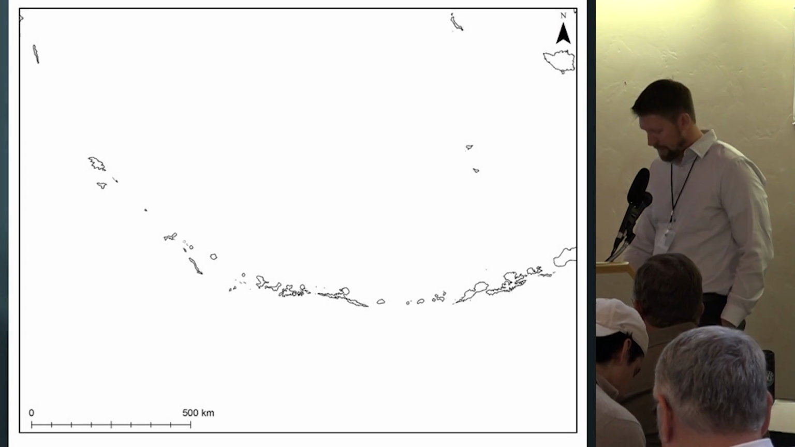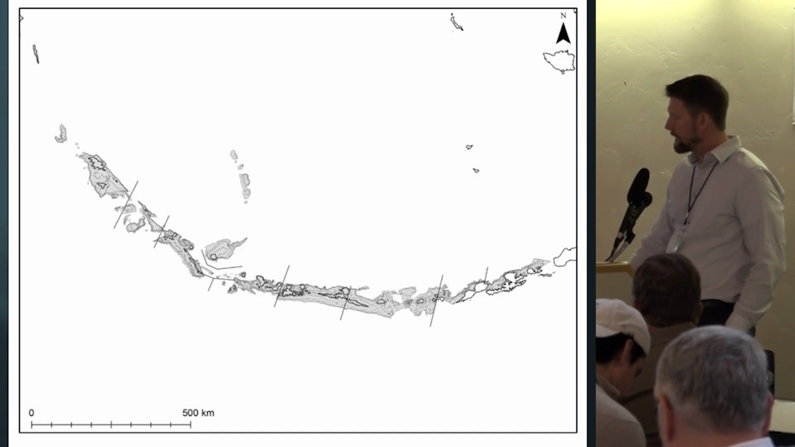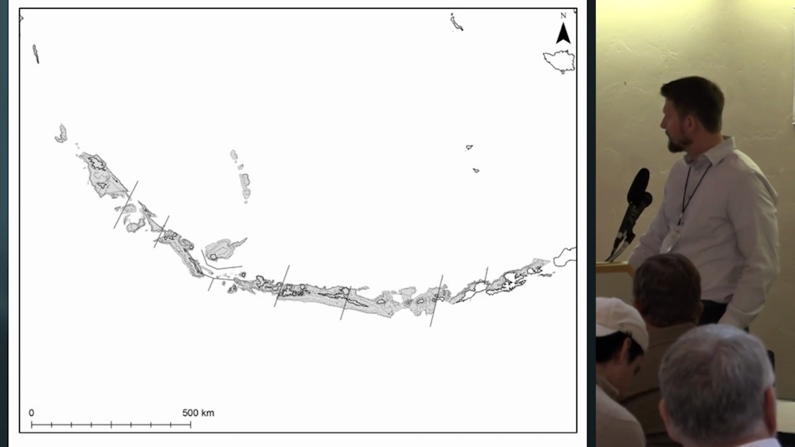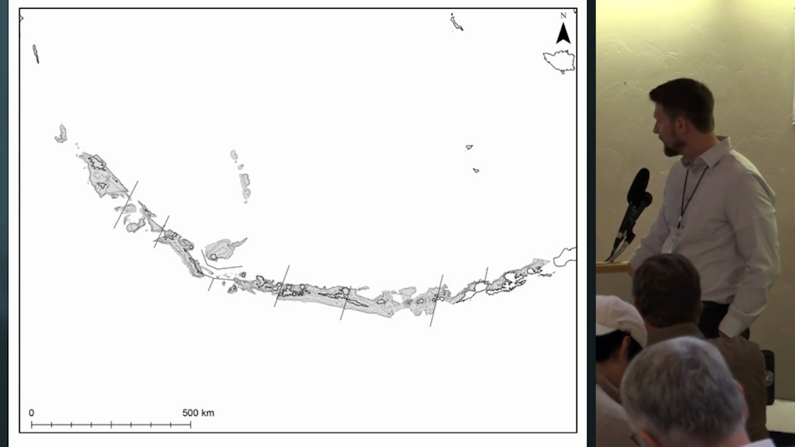So in the Aleutians, we're just starting to apply this approach here. We have these different management regions that Wayne had outlined. This shows the survey strata, and then within that, the survey stations.